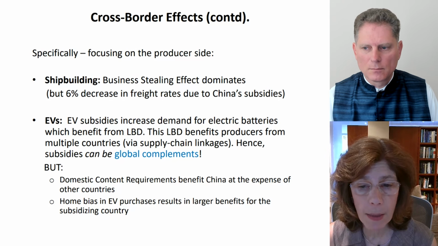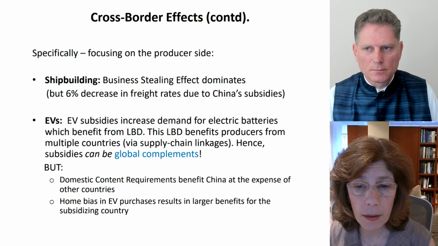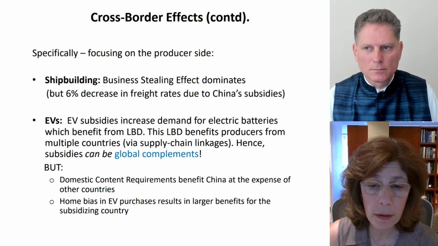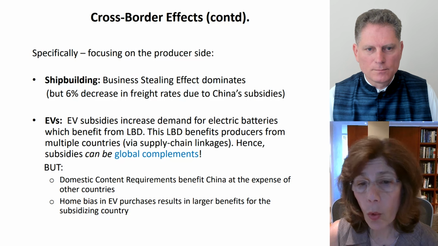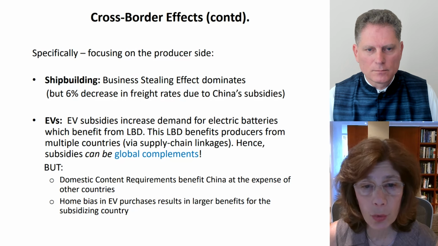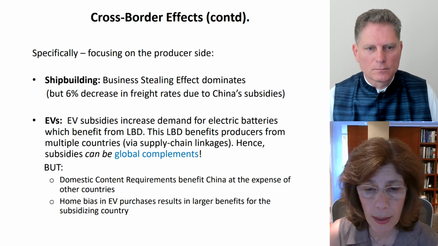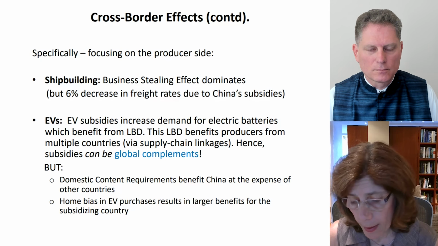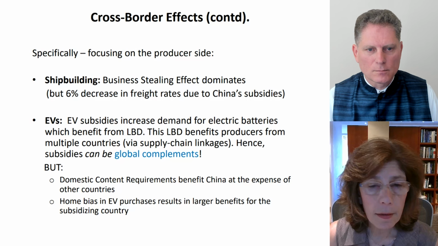As every country subsidizes, you go down the cost curve much faster, which results in great benefits for the world and faster adoption of electric vehicles. When you combine all these policies with domestic content requirements, you reduce the positive spillovers, and you engage in blatant discrimination against foreign producers.